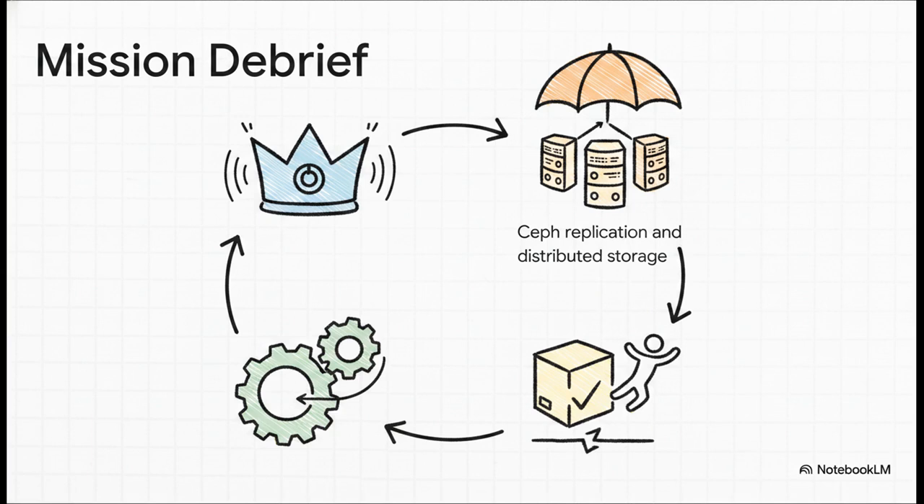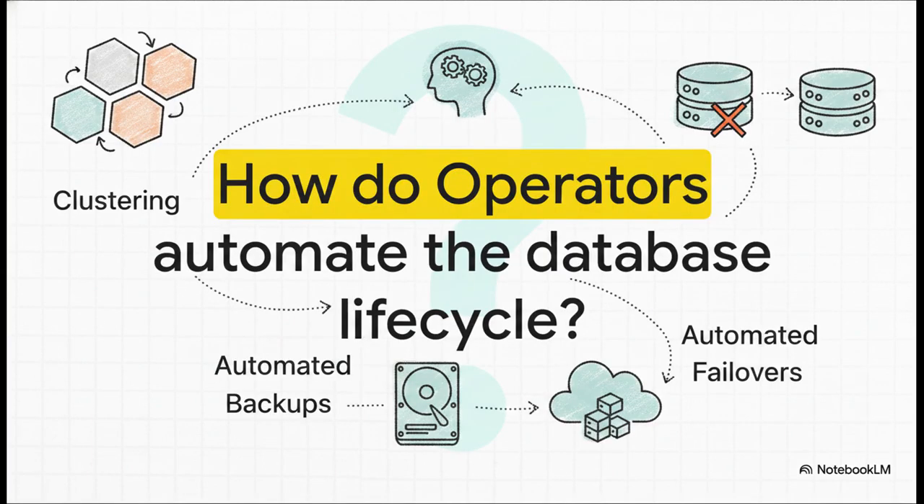But all of this brings up a really fascinating final question. If Kubernetes and CSI have completely mastered the basics of keeping storage alive, how do we automate the rest of it? I mean, how do we handle things like automated clustering, failovers, and backups without any human intervention? How does Kubernetes evolve from just managing containers to actually running an entire database platform on autopilot?